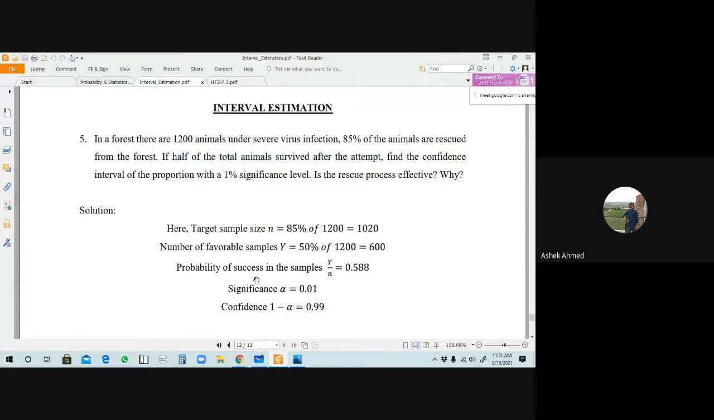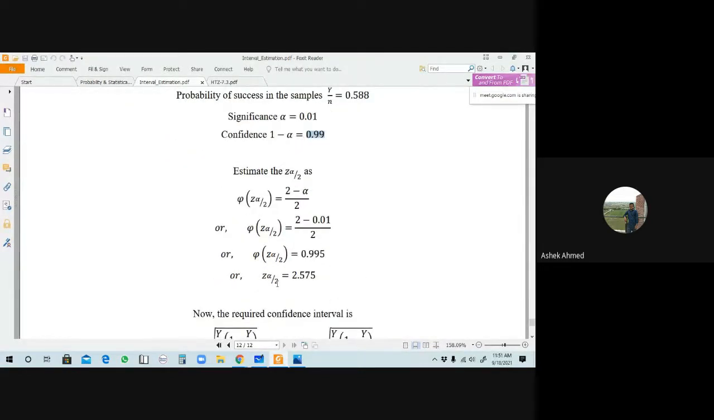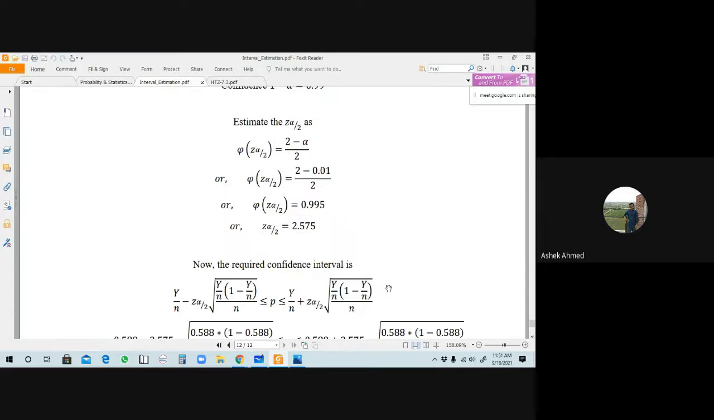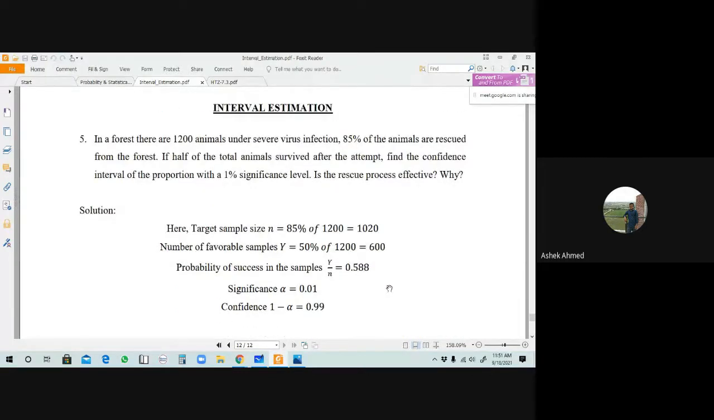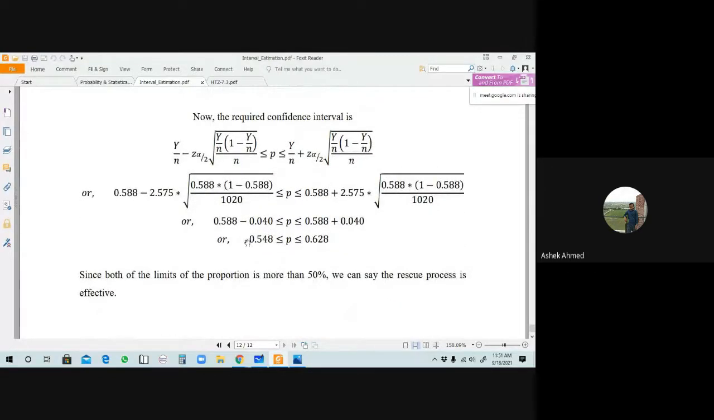Okay, so from here we can determine the value of y by n. So this is the result, and the significance level alpha is given. Alpha is 1%, that is 0.01. So the confidence coefficient, 1 minus alpha, is 0.99. Clear now? So from here we can determine the value of z alpha by 2. How this value comes, you have to find out now. Now you have to substitute all values into this formula, then you will get a result. That result will be this.